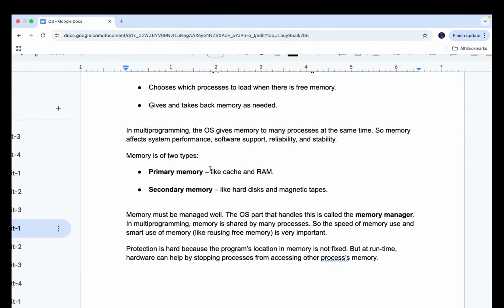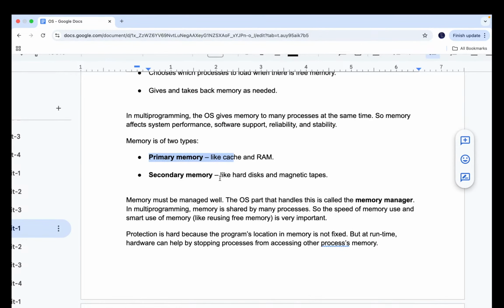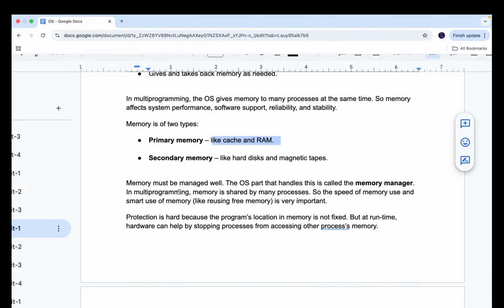Memory is of two types, primary memory and secondary memory. Primary is like cache and RAM, secondary is like hard disk or magnetic tapes. Memory must be managed well. The OS part that handles this is called the memory manager, or memory management. In multiprogramming, memory is shared by many processes, so the speed of memory use and smart use of memory is very important.